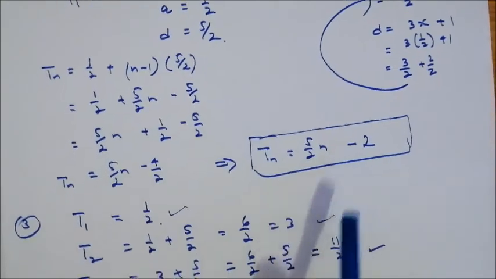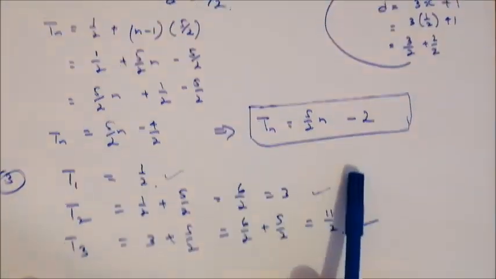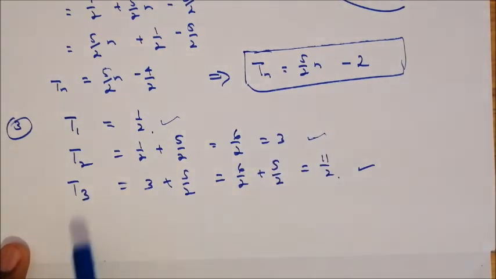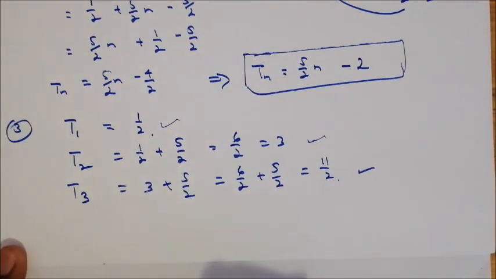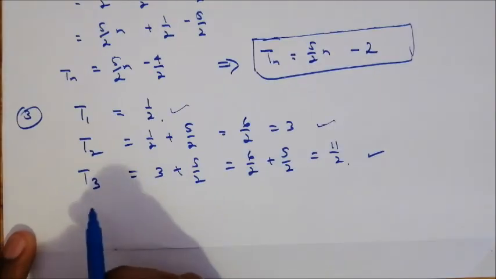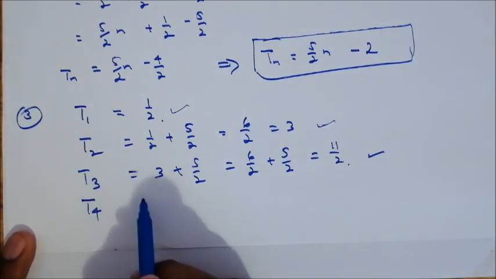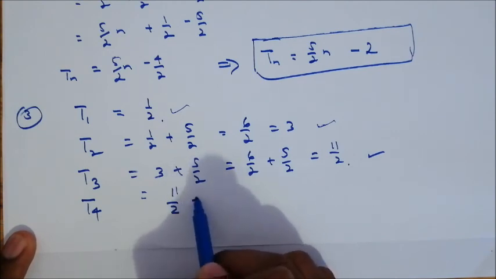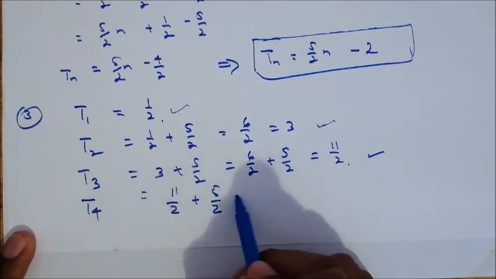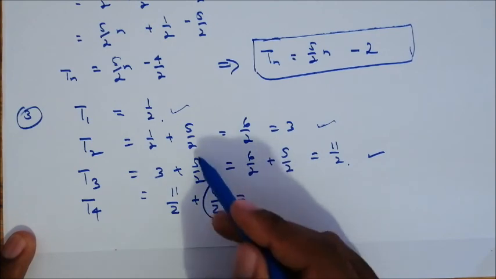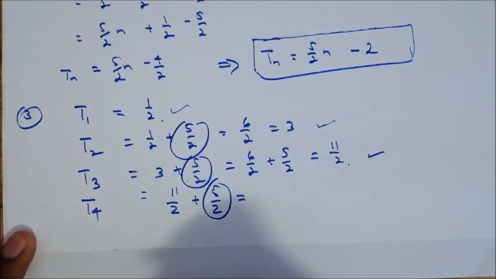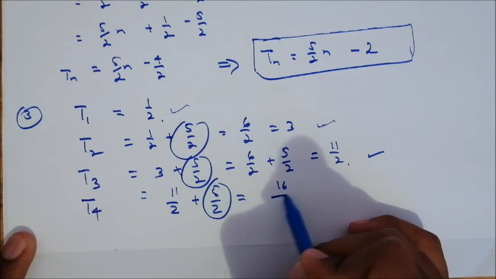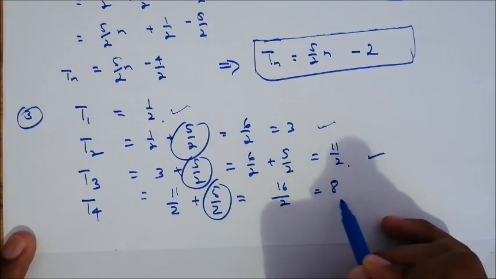So this was our Tn, and then we used this scenario that we add a constant value to the previous one, and then we get the next term. So let's say we wanted to find T4. T4 will actually equal 11 over 2 plus 5 over 2, right? So we're always adding this value. Do you guys see that? So 11 plus 5 is 16. 16 over 2 is 8. Do you guys see that?